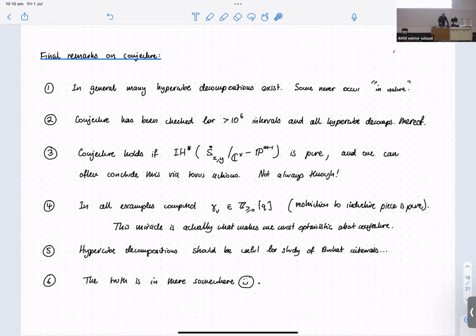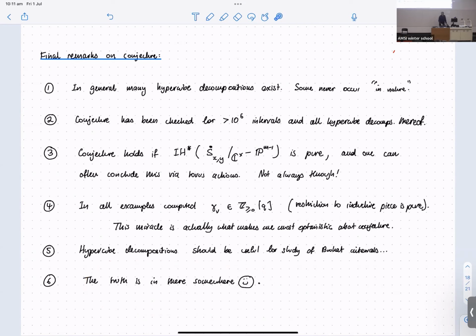There's a whole lot of statements which are equivalent to the conjecture being true, involving purity of cohomology. We have this positivity property that's remarkable. And it also seems to me that this hypercube cluster structure gives a lot of insight into Bruhat order. So there should be other questions about Bruhat order which can be attacked via these structures. And the other thing that I like about this is that truth is in there somewhere.